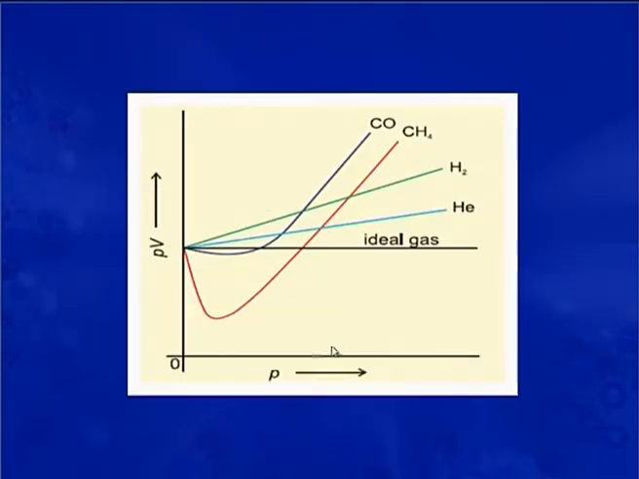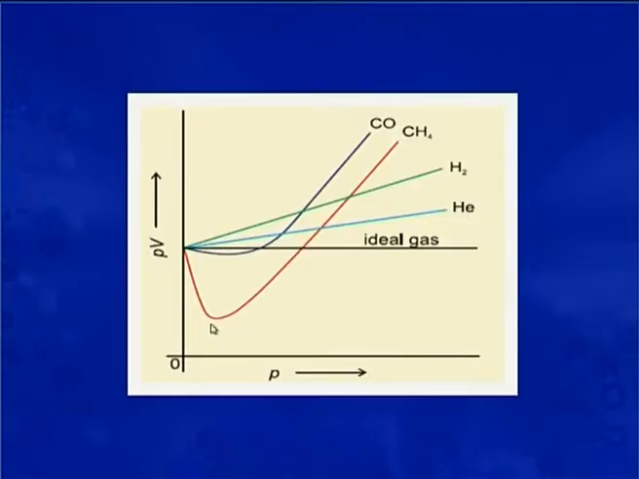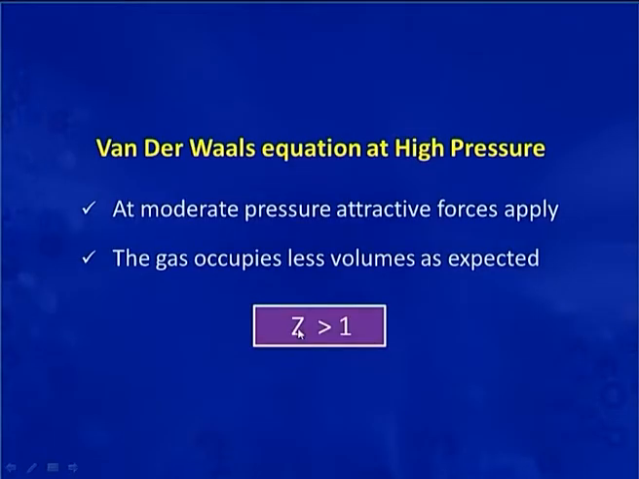From this graph, this accounts for the dip in this PV versus P isotherm at low pressure. You can see a dip here in this graph. At moderate pressure, attractive forces apply, that is why there is a dip in the graph. The gas molecules occupy less volume at this condition as expected. So, definitely in that case Z is less than 1.